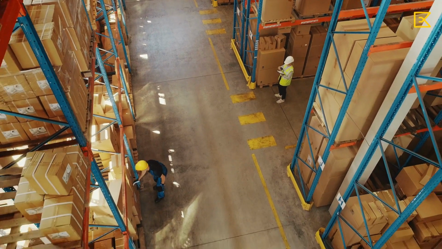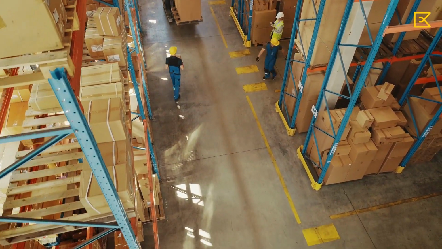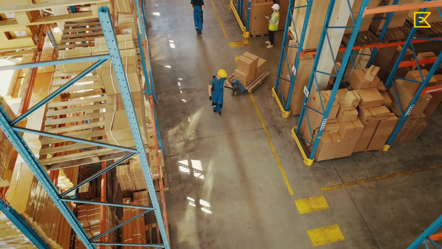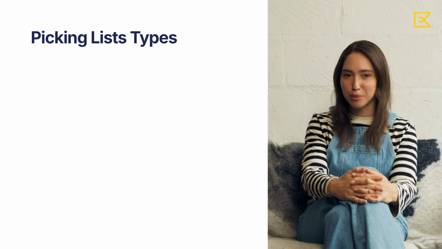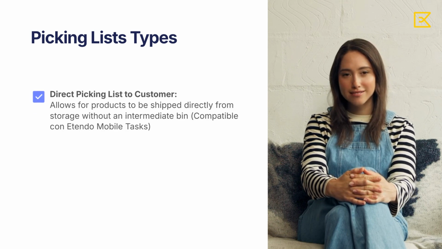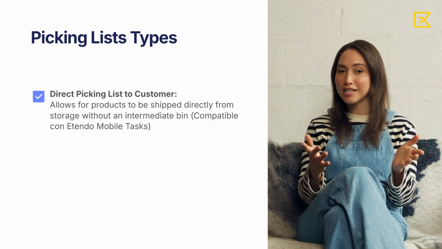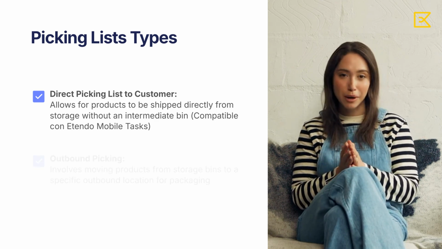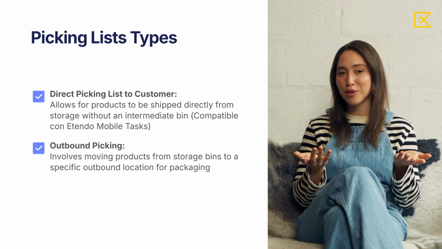But first, what is a picking list? It is a document that manages picking operations, bridging sales orders and warehouse action. There are two types of picking lists available. The first one is direct picking list to customer, which allows for products to be shipped directly from storage without an intermediate bin. Then we have outbound picking, which involves moving products from storage bins to a specific outbound location for packaging.